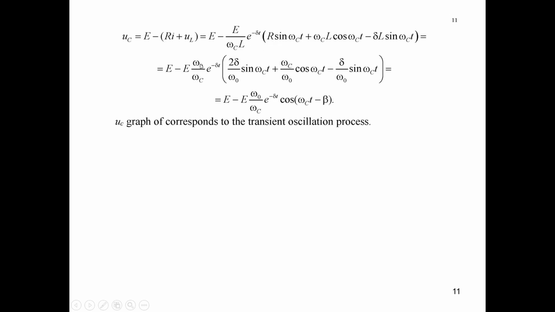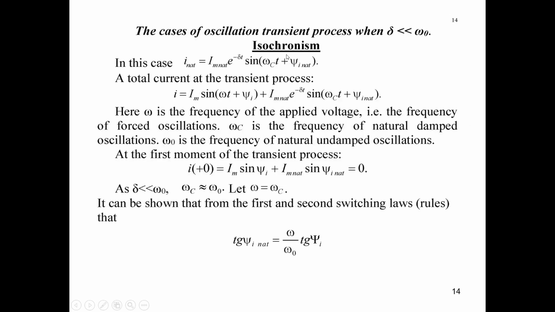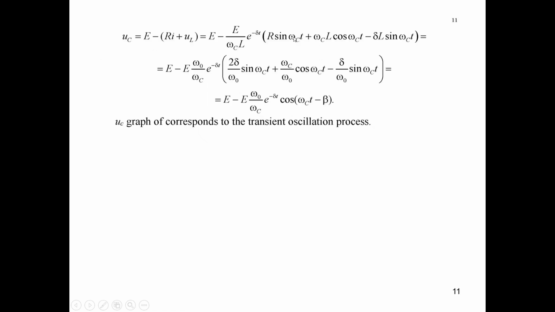This omega 0 will be in the denominator, sine omega CT. Then omega C over omega 0, cosine omega CT. This L and this L, we cancel this L. L in denominator and L in numerator vanish, so it will be omega C over omega 0 cosine omega CT, and then delta minus delta over omega 0 sine omega CT. Here we have 2 delta over omega 0 sine and delta over omega 0 also sine with minus, so it will be just delta over omega 0 sine omega CT plus omega C over omega 0 cosine omega CT.